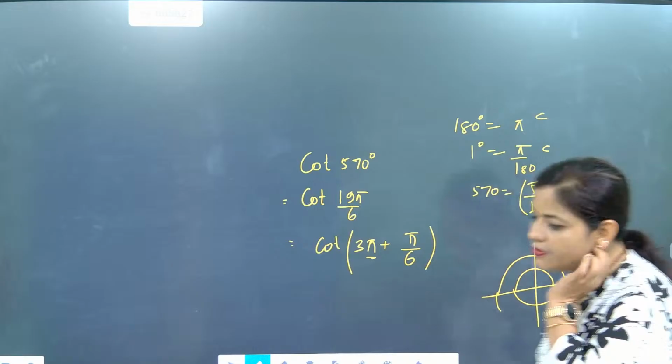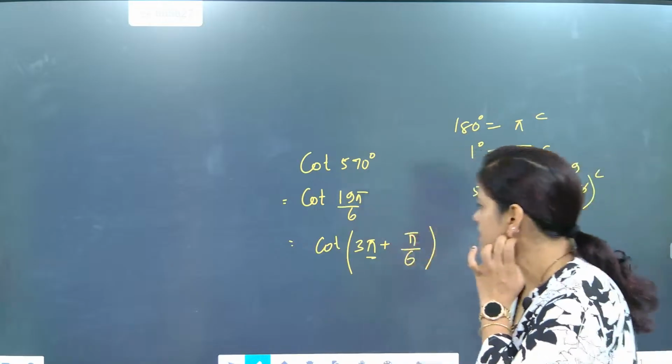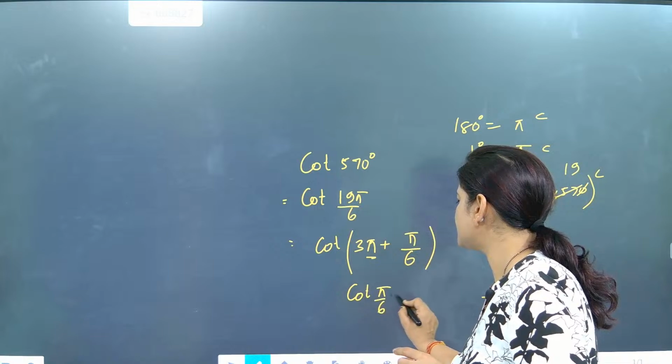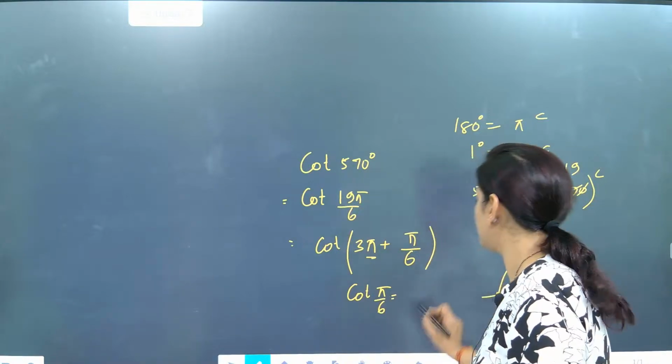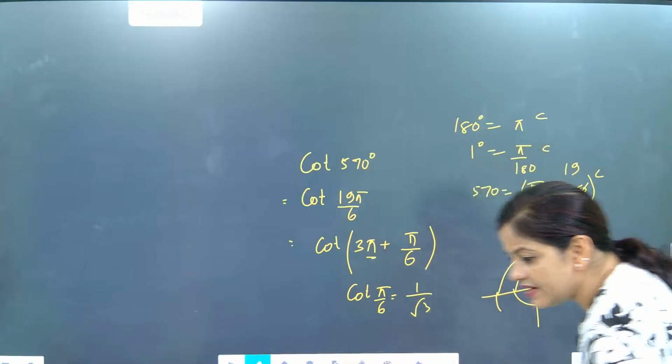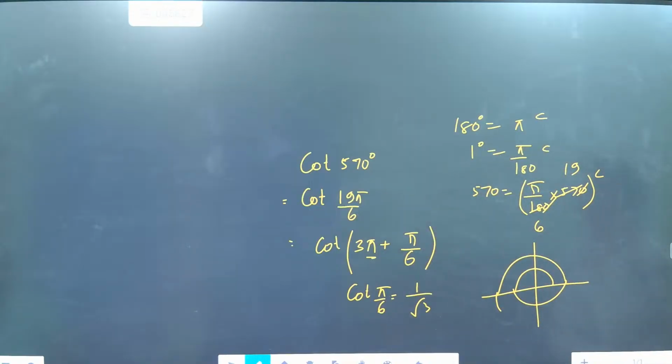Come on, go for it. Tell me the value. It is coming in third quadrant, and in third quadrant cot is positive. It is coming cot pi by 6. Cot 30 degree is 1 by root 3. That's it. You did it. I did nothing. So here, just understand this part.